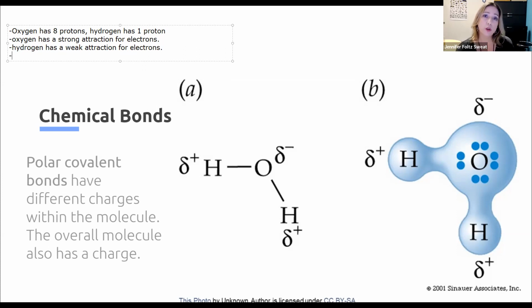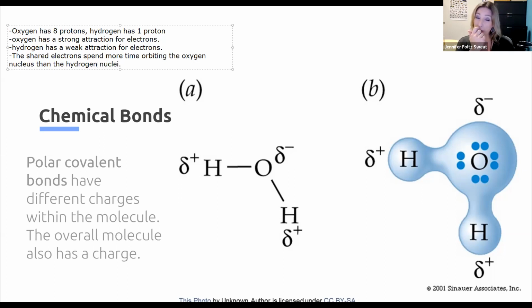Now, if you look this up online, you will see the term electronegativity. And that refers to the strength of the attraction for electrons. So oxygen will have a high electronegativity. Hydrogen has a weak electronegativity. I wrote hydrogen nuclei because that's plural. You have one oxygen, two hydrogens. So I would pause the video and write this down.